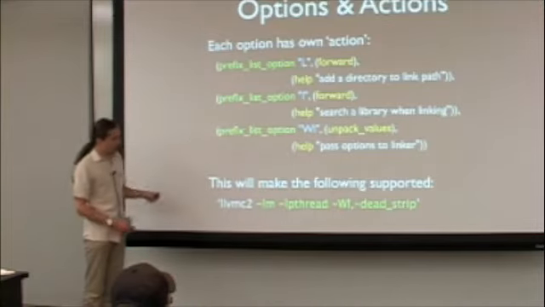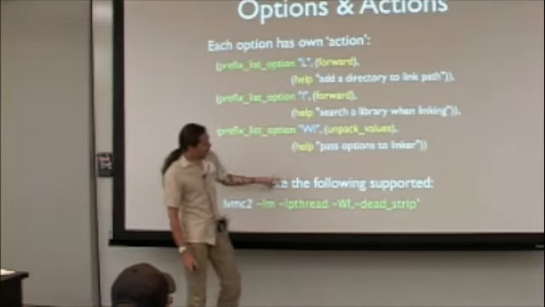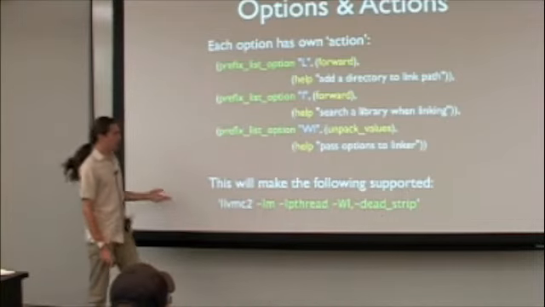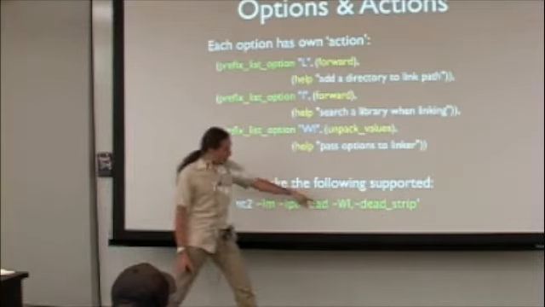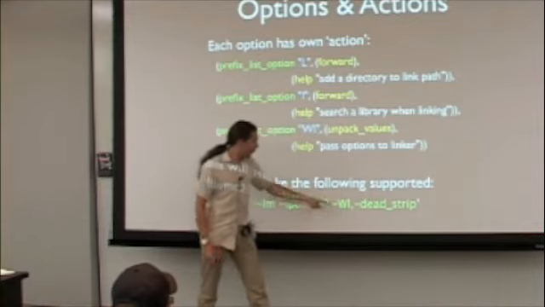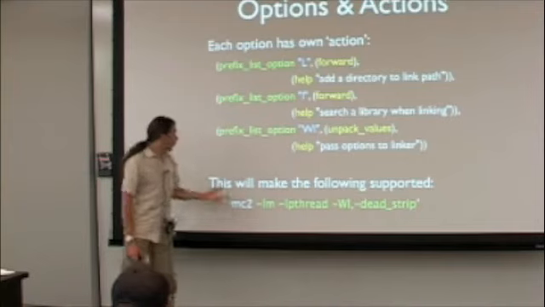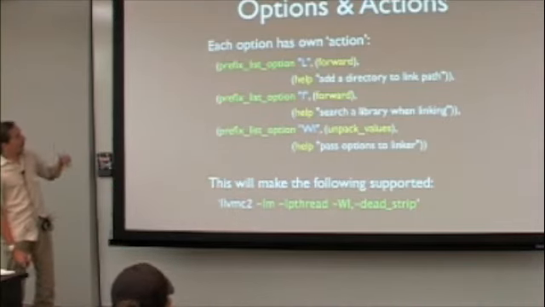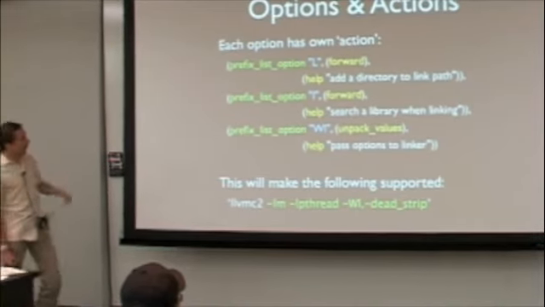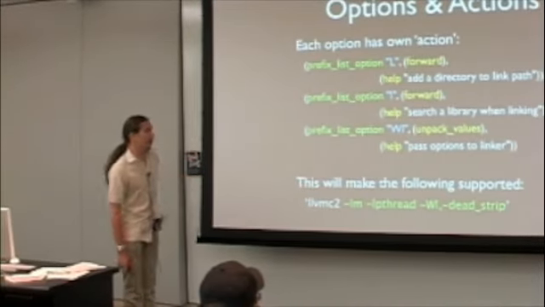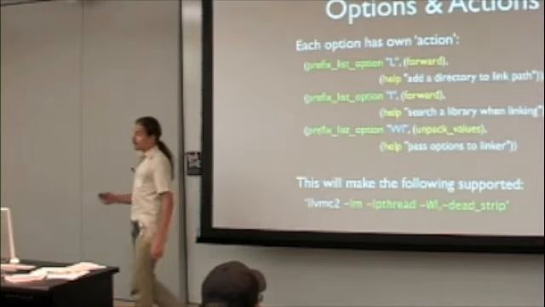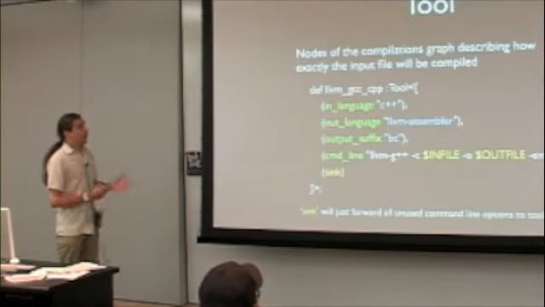It's used to forward this form of options to the tool. So the compiler driver will just forward the value of this option to the tool. And in this example, those three option descriptions will make the following support. So we can build some sort of linker, for example.